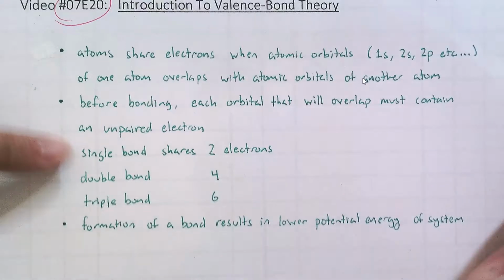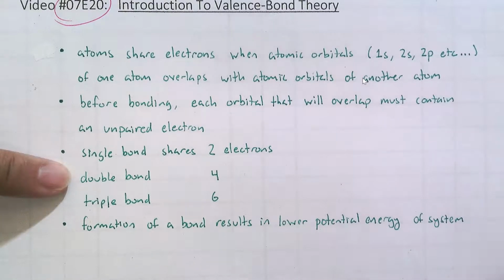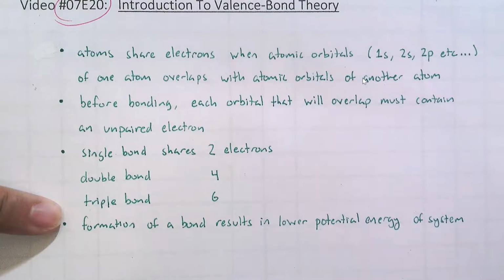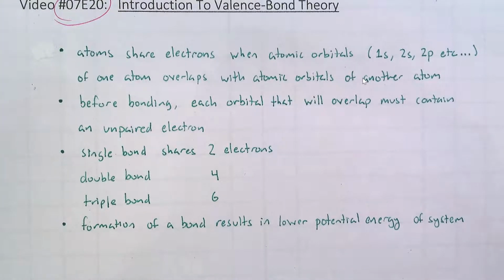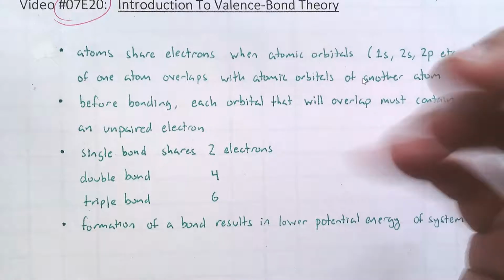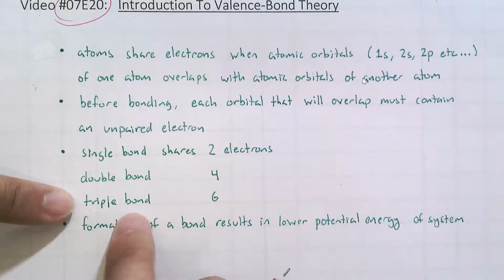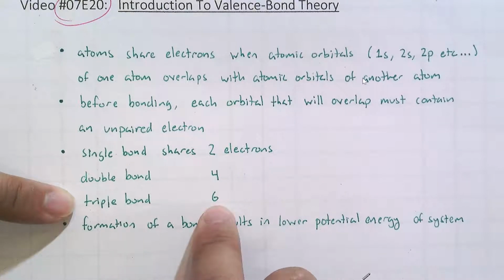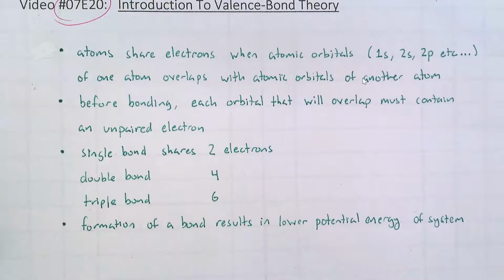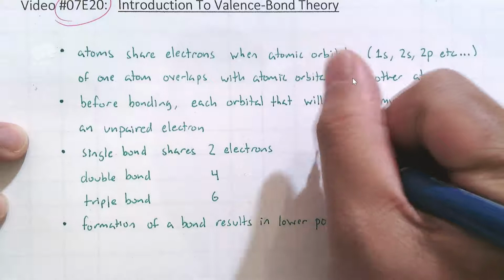As a reminder, in a single bond, the two atoms share 2 electrons. A double bond, 4 electrons. A triple bond, 6 electrons. Now still, those electrons are coming from an orbital, and each of the orbitals that are overlapping only contains 1 electron. So for instance, in a triple bond, there are 6 atomic orbitals mixing. They mix in pairs.